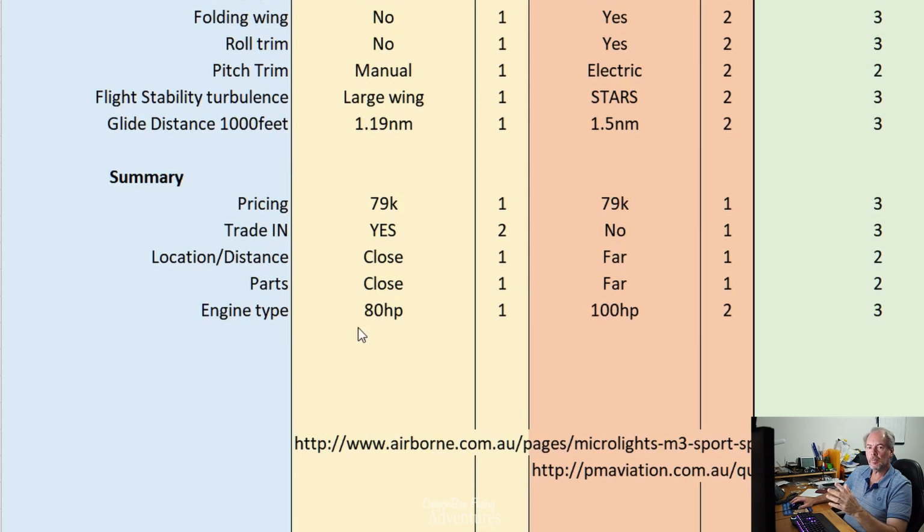And then the engine type, I wanted the 100 horsepower just for extra punch and capability, even though there was the problem with the different types of fuel. I can't use the cheaper fuel in the 100 horsepower. But anyway, the airborne had the 80 horsepower, and the P&M had the 100 horsepower. So that's a look at the spreadsheet.